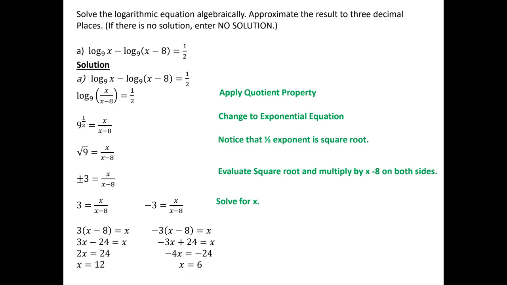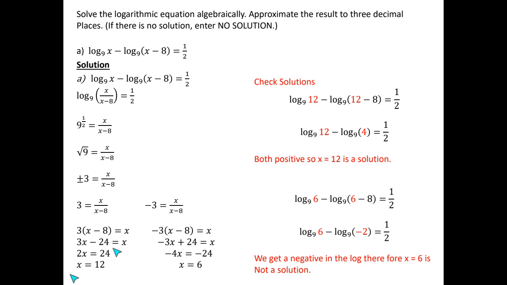Now we have to check if they are really solutions. So the first one, x equals 12. If we plug in 12 for x, we get log base 9 of 12. That's okay because this part in red is greater than 0. And if I plug in 12 here, I get 12 minus 8, which is 4, and that's okay. Now let's look at 6. 6 is okay here, but when we enter it here, we get 6 minus 8, and we end up with a negative 2. Therefore, the only solution is x equals 12, and x equals 6 is not a solution.